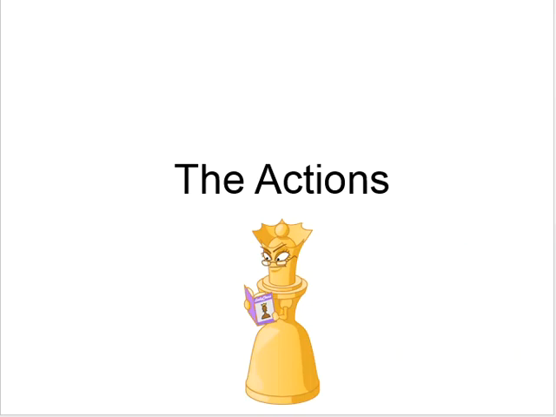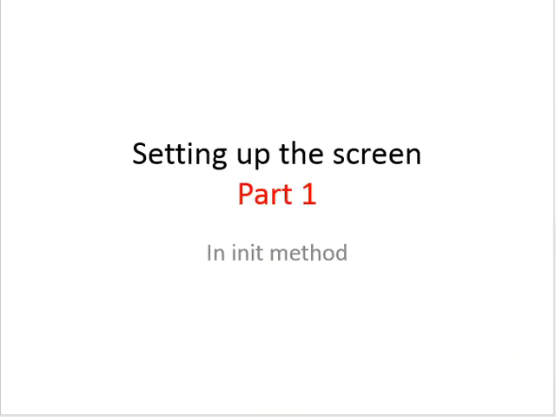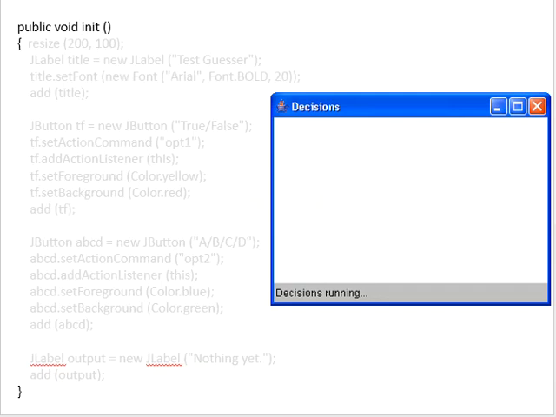I'd like to explain how to make your buttons active on your screen, and they use things called an action listener, an action perform method, and an action command. So let's start by setting up the screen. So first off, what we're going to do is we'll start with the init method.